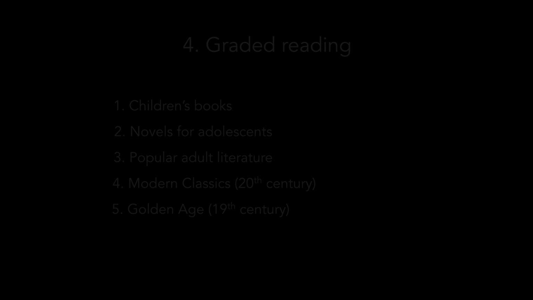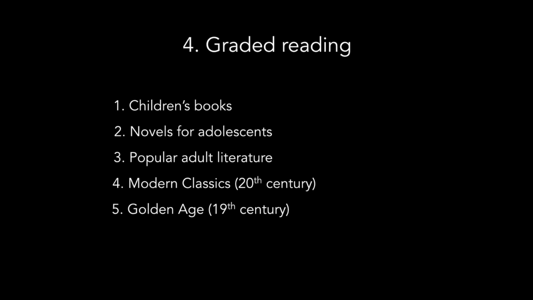The final method is graded reading. For this method, you must acquire a large series of texts with progressively increasing difficulty. This would mean starting with children's books, moving up through novels for adolescents, then into popular adult literature such as crime or romance novels, then into modern classics, then reverse chronological reading until you get to classic literature.